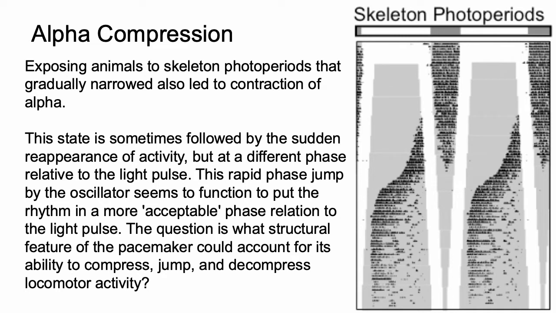And so the question is, what kind of structural feature of the pacemaker could account for this ability to compress and then all of a sudden decompress and jump somewhere else in this expressed locomotor activity?